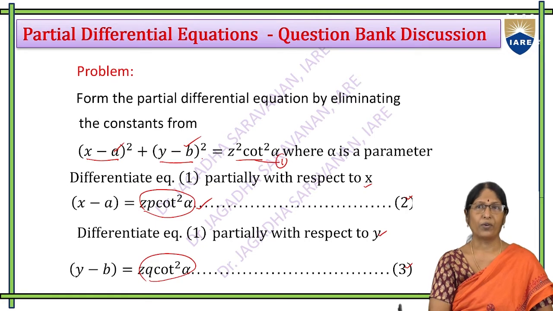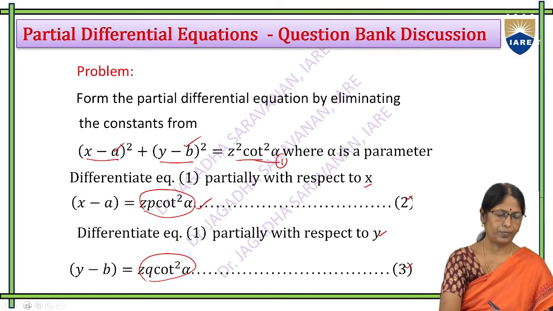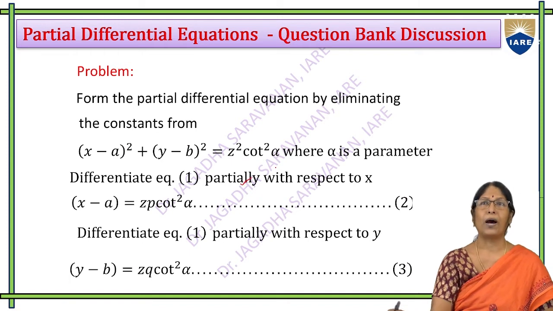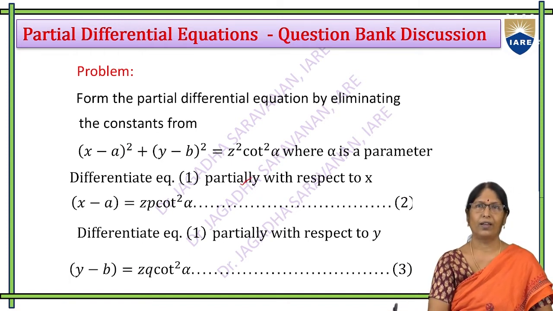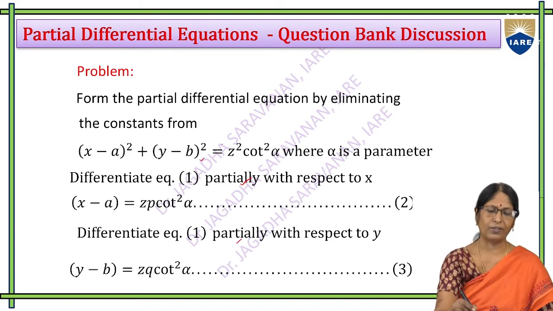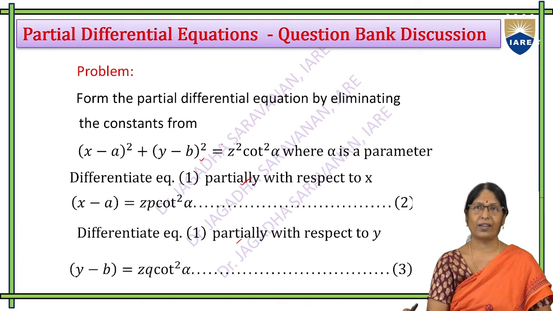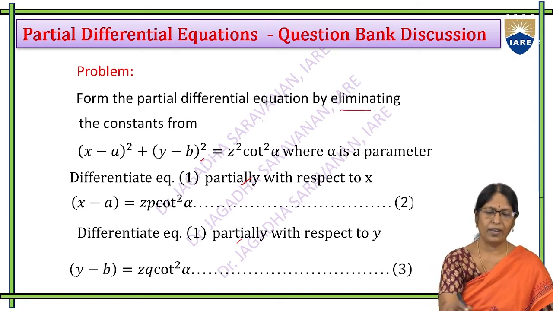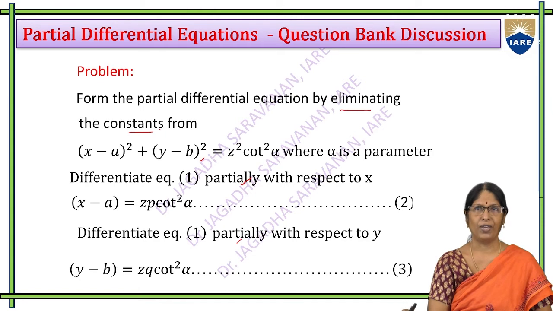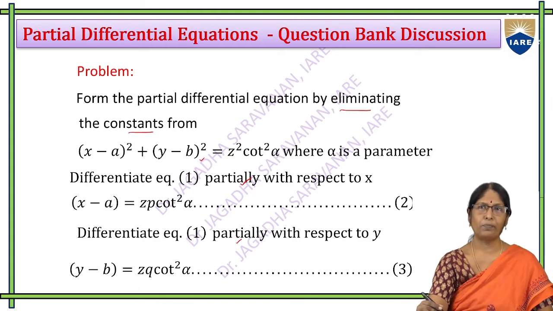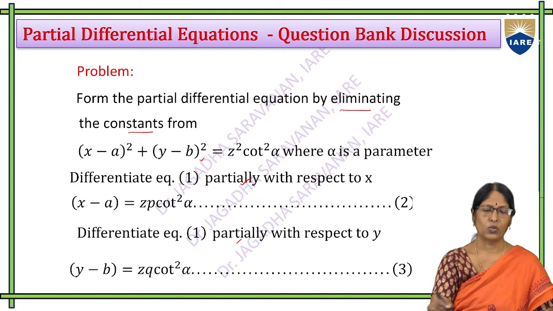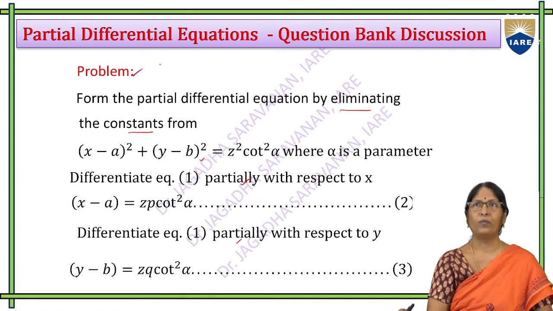So we recalled partial differentiation with respect to x and y, and we applied it. Understanding, we have done it correctly. Finally, our aim was to eliminate the constants, and we have done it. So these are the steps we can follow to solve this particular problem which occurs in our question bank.